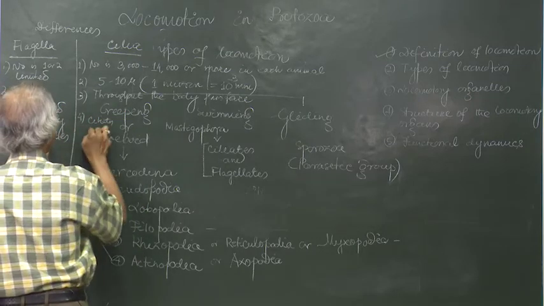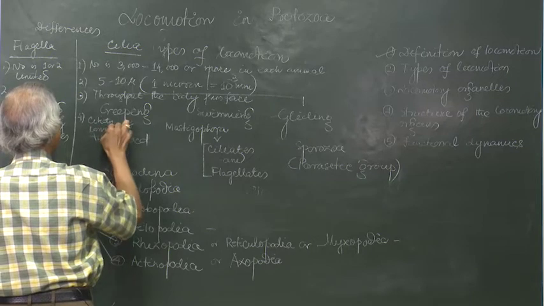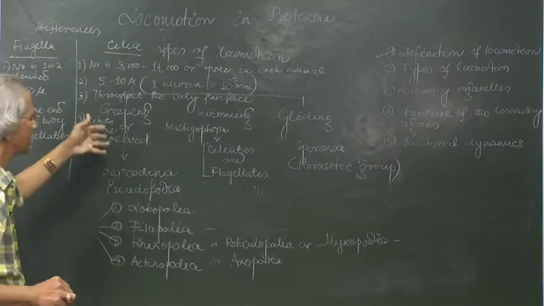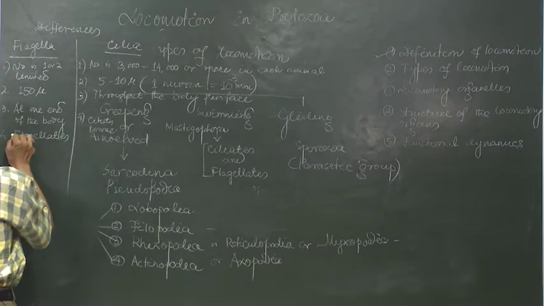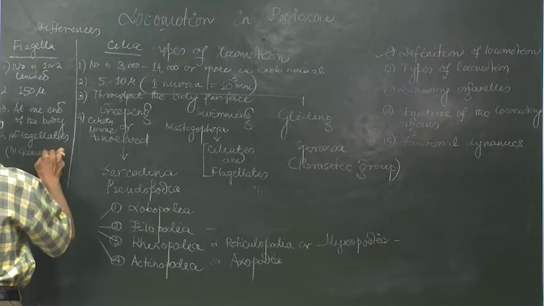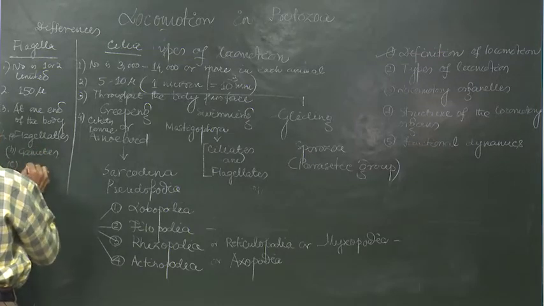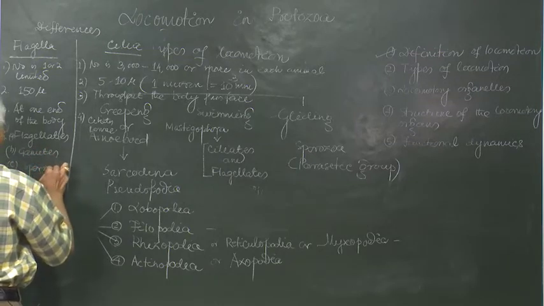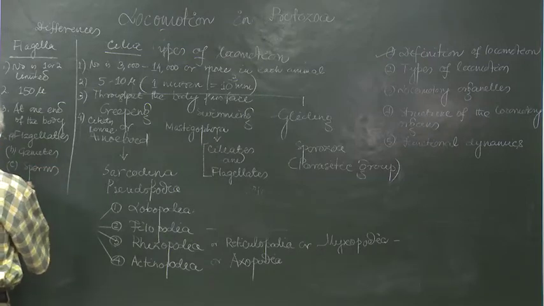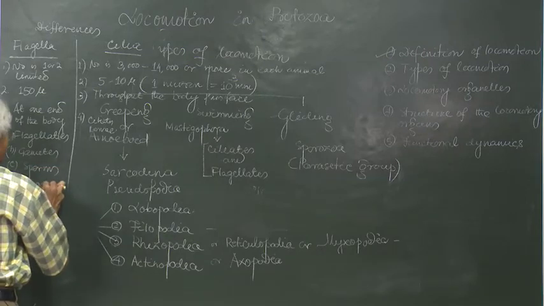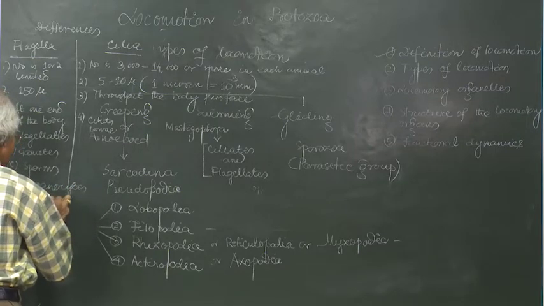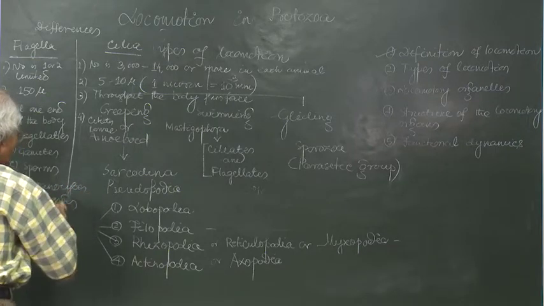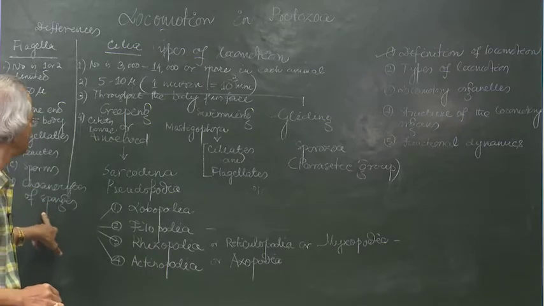In certain larvae, the cilia are present, and flagella are also found. This is A. Flagella are also found in gametes. Flagella are also found in sperms. Flagella are also found in choanocytes of sponges. Choanocytes of the sponges. Okay.